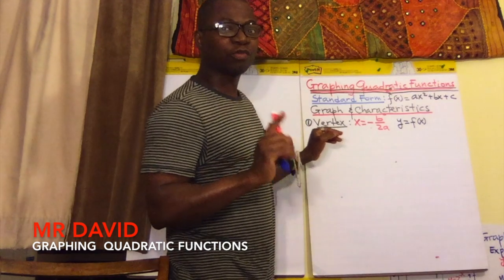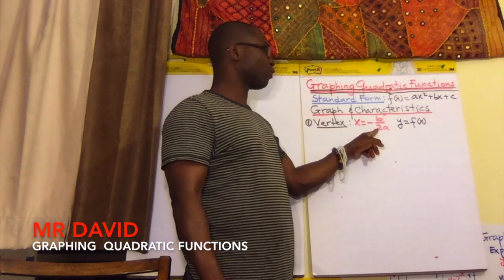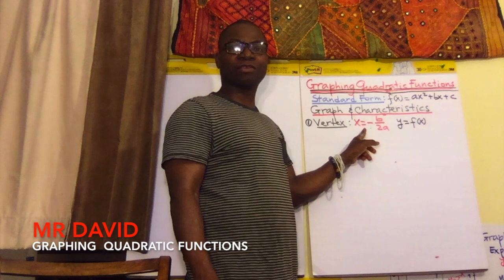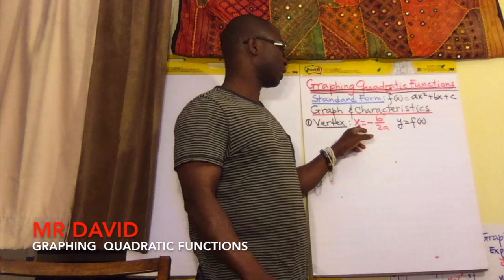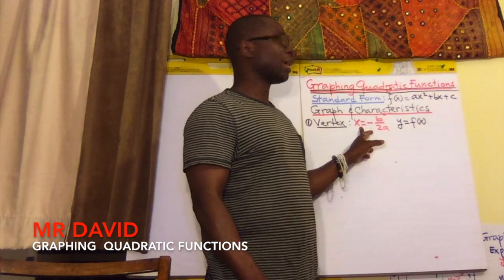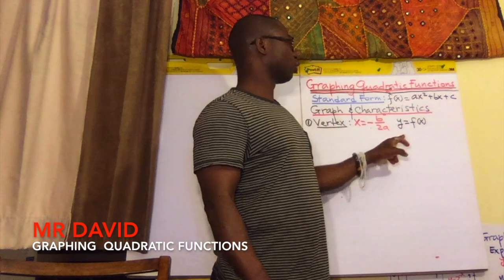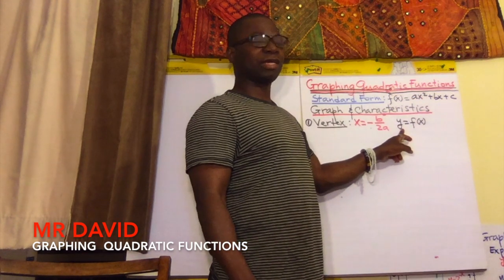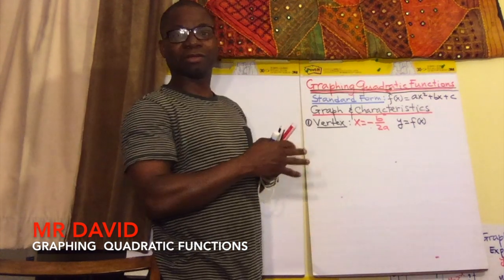We went over the vertex last time. If you remember, the formula is x equals negative b over 2a. Once you find the x value, you guys remember, we take this x value and plug it into our function to find the y value. So we take whatever value we get and plug it in. That will be step 1 in graphing the parabola.